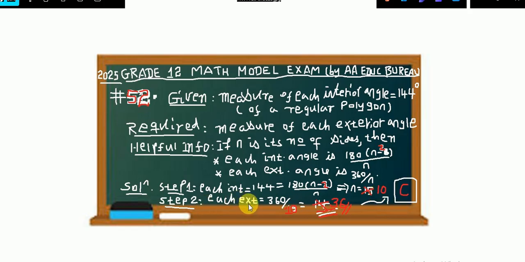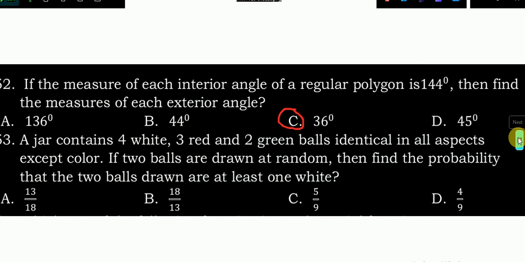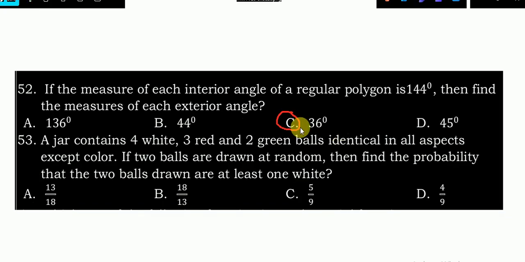And to get each exterior angle, we have to use the corresponding formula, the formula for each exterior angle. That's 360 over n. And n has been already found, it is 10. So we have 360 over 10, which means 36. So each exterior angle is 36 degrees. The answer is C. Yes.